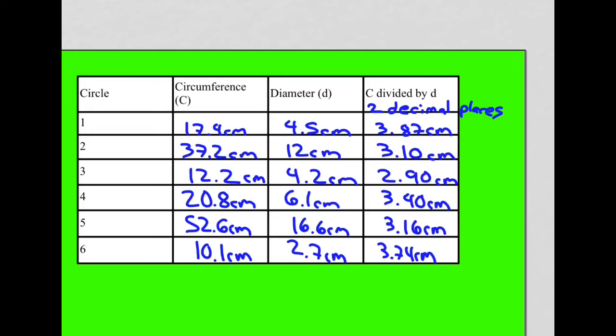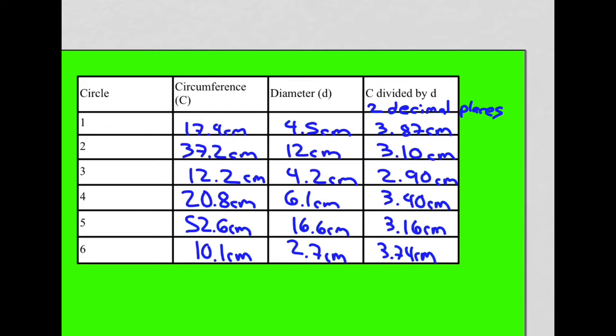For the next circle, I got 37.2 divided by 12. And I got an answer of about 3.10 centimeters. The next one, 12.2 divided by 4.2, and I got 2.9 centimeters. And then you can see the results for the next one.